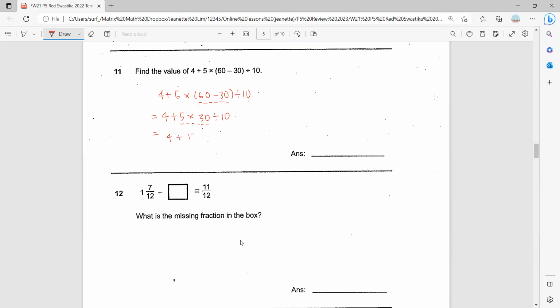4 plus, this is 150. Next, to divide. 150 divided by 10. So 4 plus 15. Answer is 19.